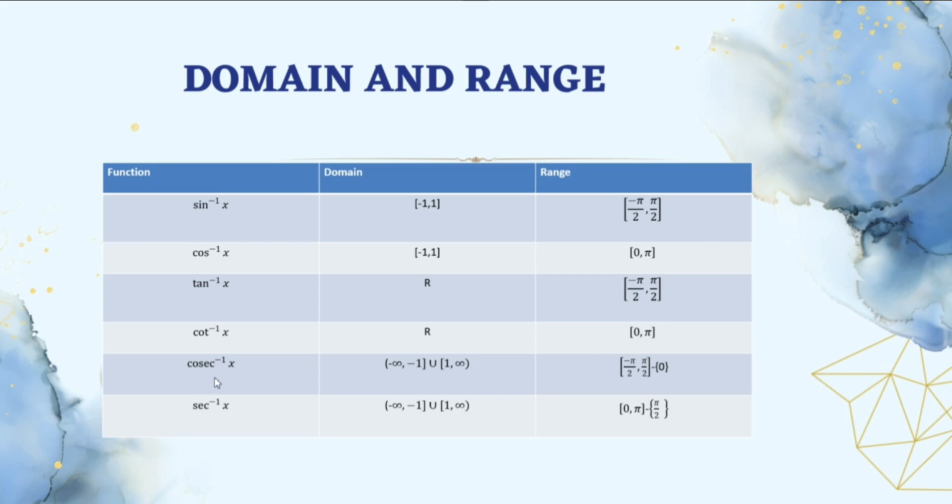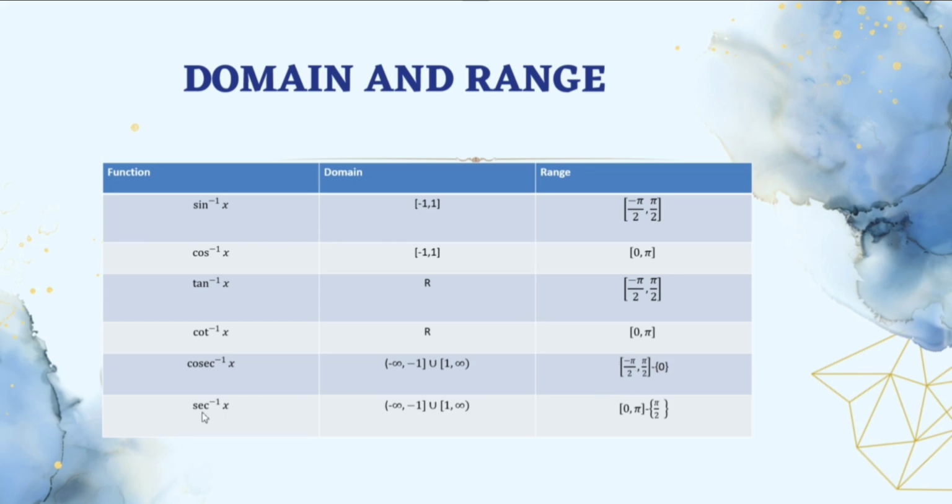Next, we go to the cosec inverse x. Here, we have a domain minus infinity to minus 1 union 1 to infinity. This indicates that minus infinity is not included and minus 1 is included. It includes a set of values from minus infinity to minus 1 and 1 to infinity. 0 won't be included over here. And the range is minus pi by 2 to pi by 2 minus set of 0, that is 0 won't be there. All the other numbers in the range of minus pi by 2 to pi by 2 will be there.